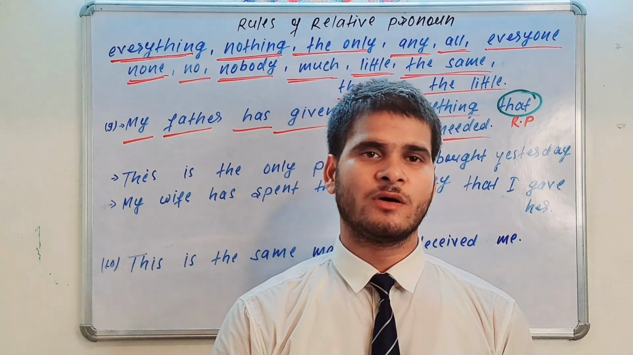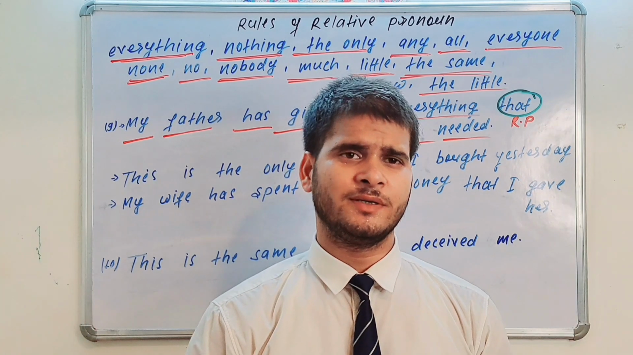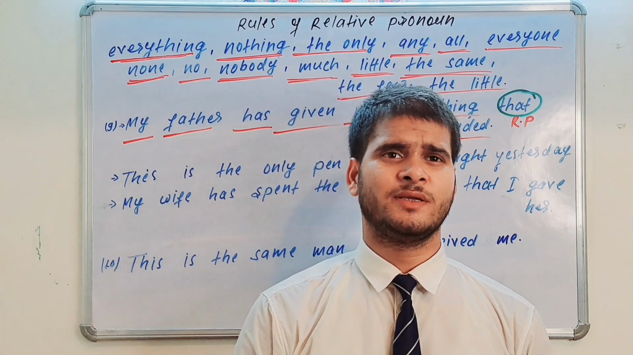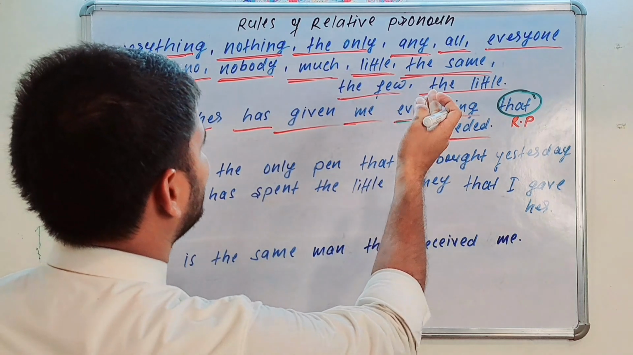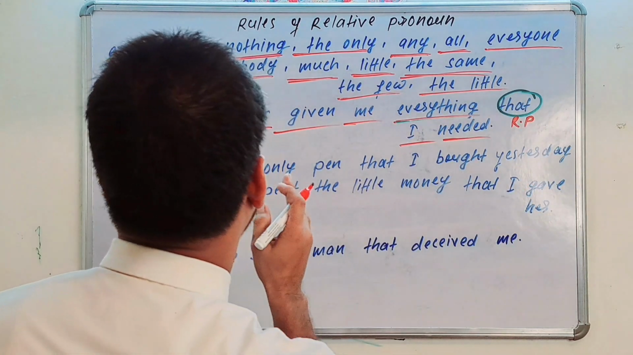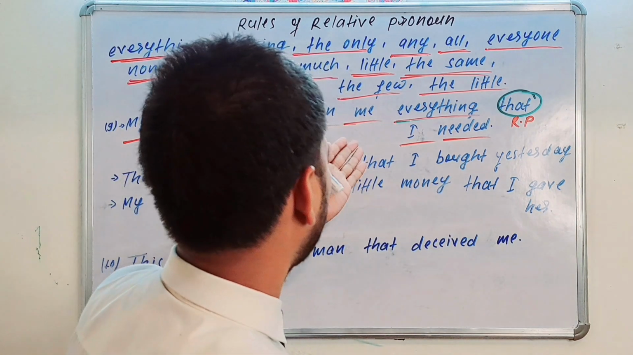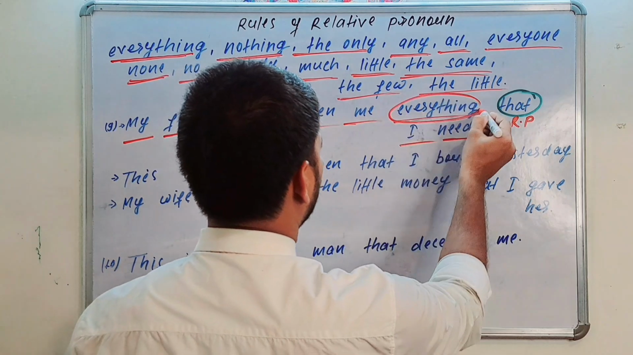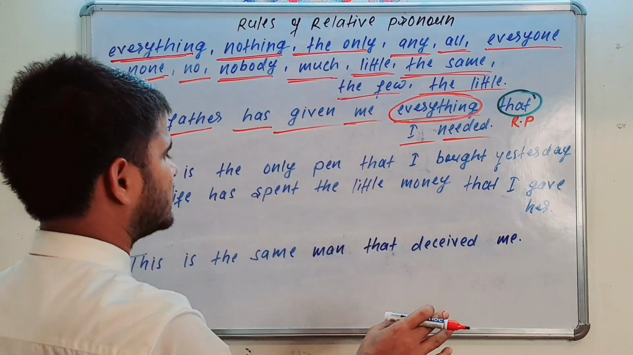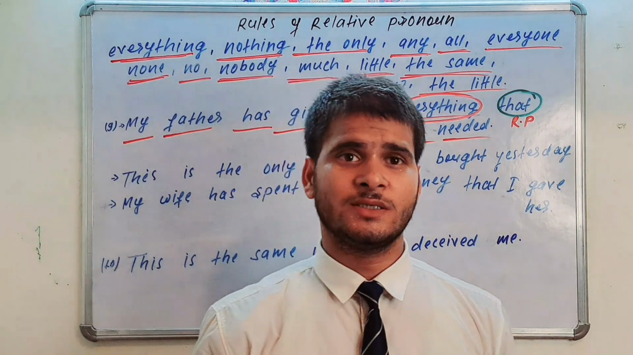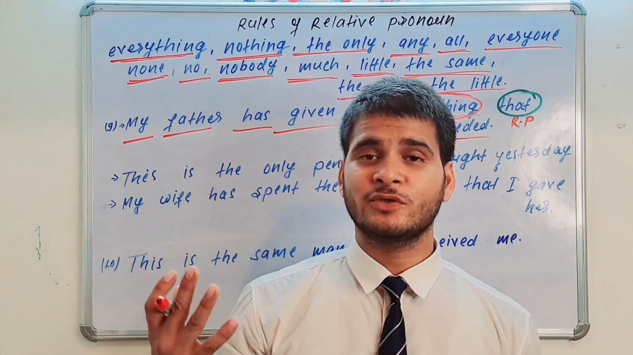Okay? Use the relative pronoun that after all these words that I have written. Like, my father has given me everything. The word everything I have written here: everything, nothing, the only, any, all, everyone, none, no, nobody, much, little, the same, the few, the little. My father has given me everything that I needed. So that's why after all these words in a sentence, only the relative pronoun that is used. I'm talking about that.